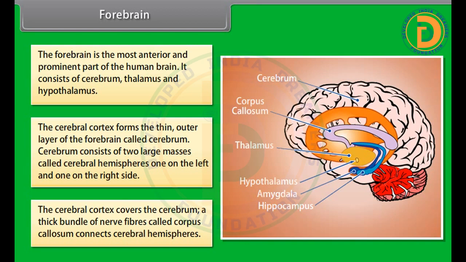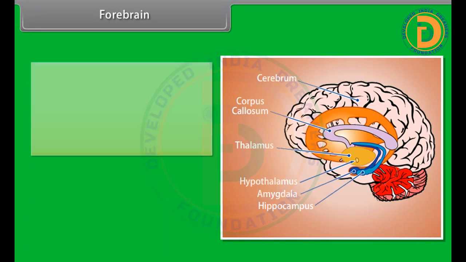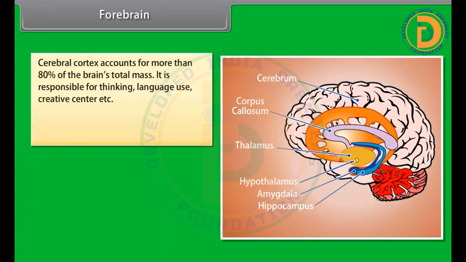A thick bundle of nerve fibers called the corpus callosum connects the cerebral hemispheres. The cerebral cortex accounts for more than 80% of the brain's total mass. It is responsible for thinking, language use, creativity, and more. It also controls voluntary movement and processes sensory information.